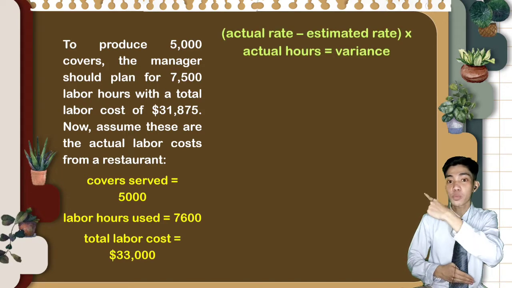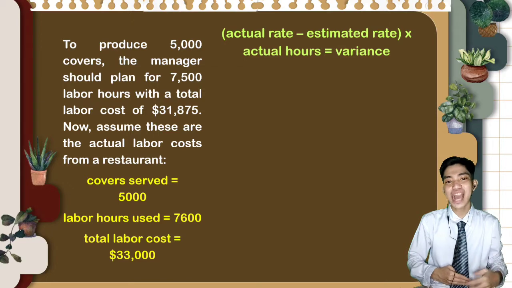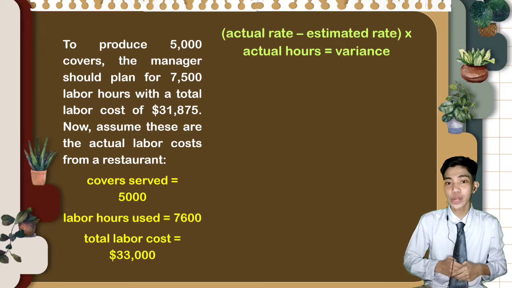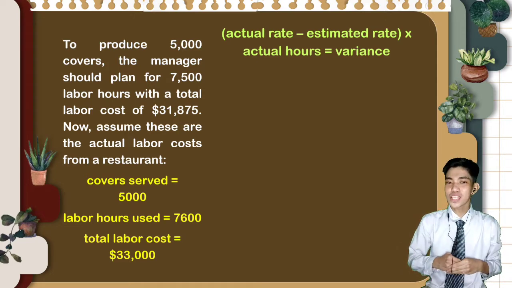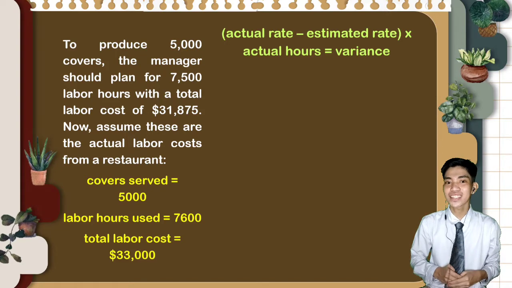So ito ang magiging formula natin para sa pag-compute ng ating actual variance. Actual rate minus estimated rate times actual hours is equal to variance. So based on the given problem, para malaman natin ang actual rate ay kailangan nating i-divide ang total labor cost by the number of hours.